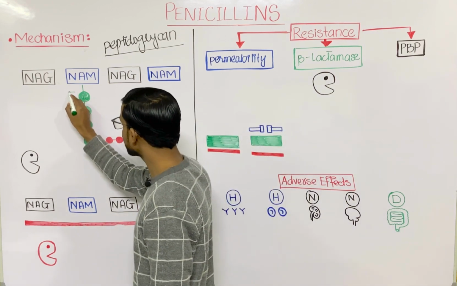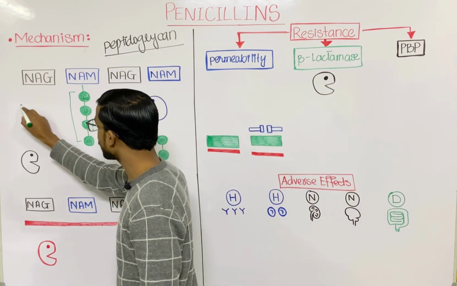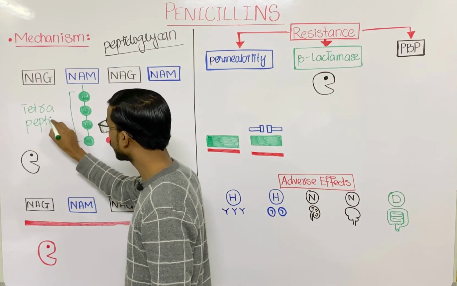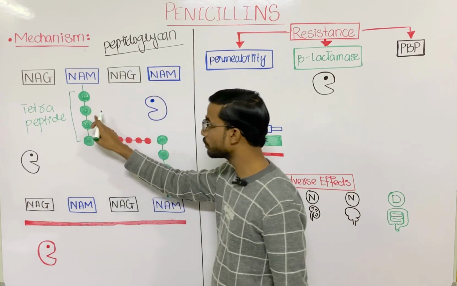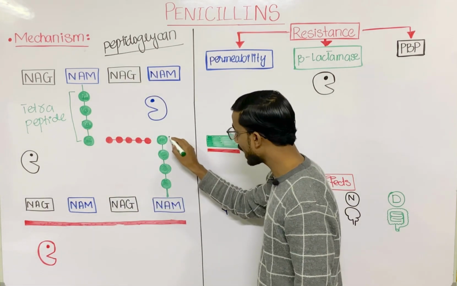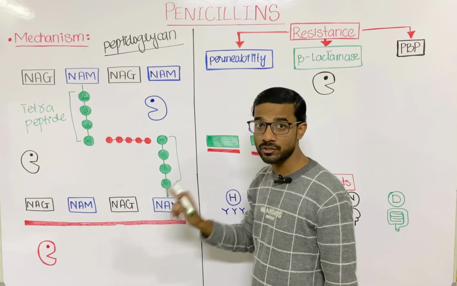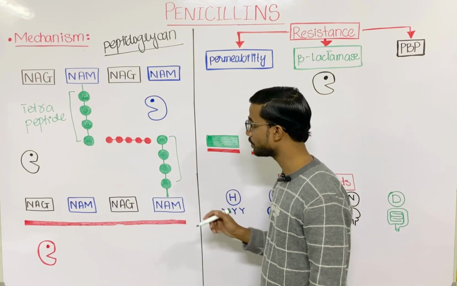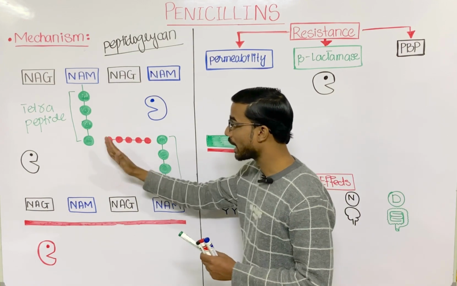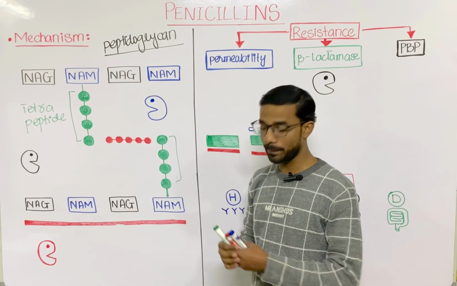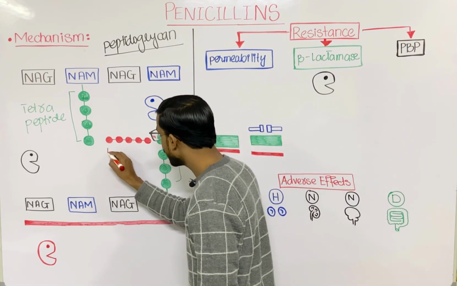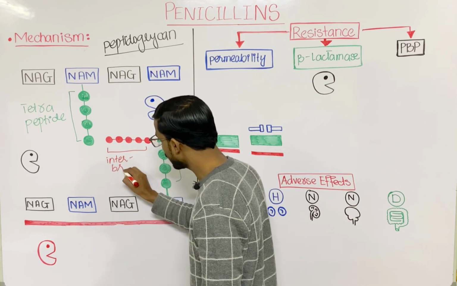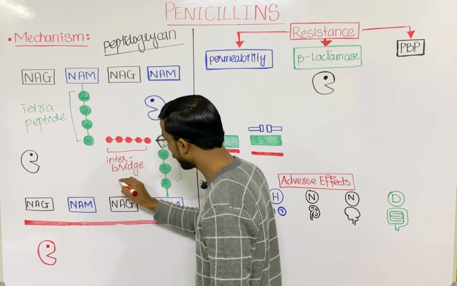So here is basically the tetrapeptide. You will see the presence of 4 amino acids. Similarly, on the other side, you will also see the tetrapeptide at the NAM side, the N-acetylmuramic acid. And in between the tetrapeptides, you will see the interbridge peptide. So here is the interbridge peptide.